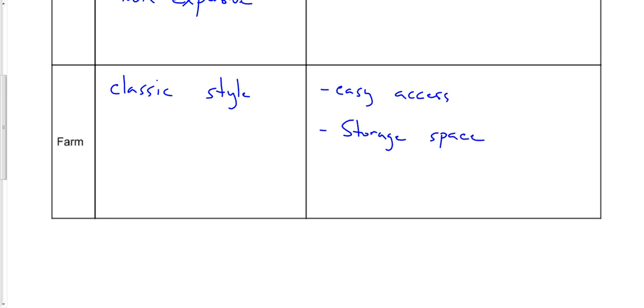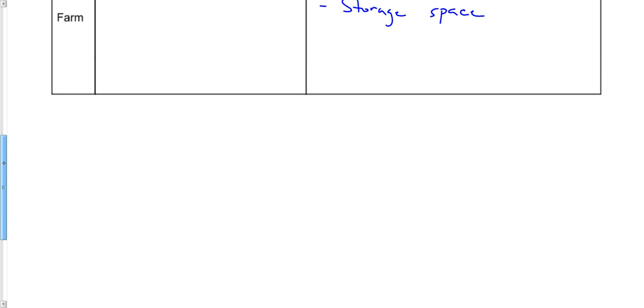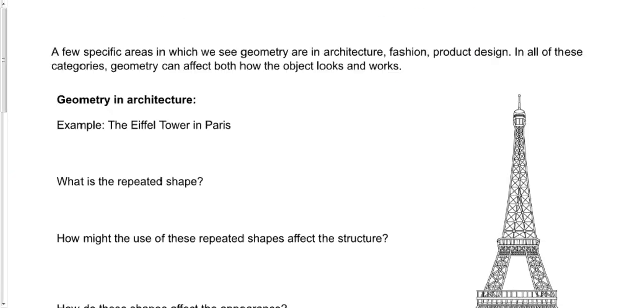Okay, and so there are really quite a number of options out there for why the geometry of a certain item looks the way that it does. So a couple of things. Again, when we look at geometry, sometimes we see patterns. We see patterns in architecture, fashion, product design, etc. I want to see if we can identify some of those patterns.